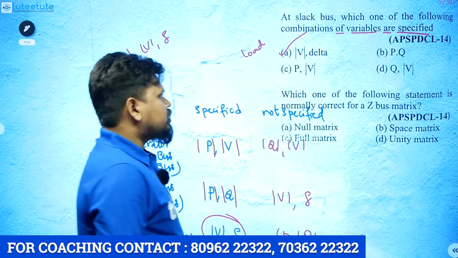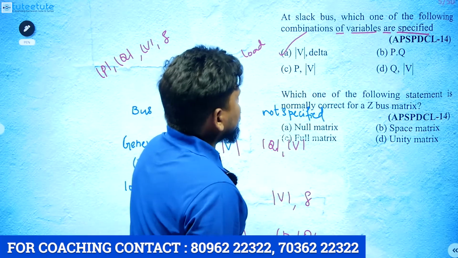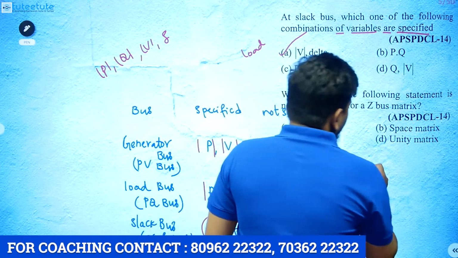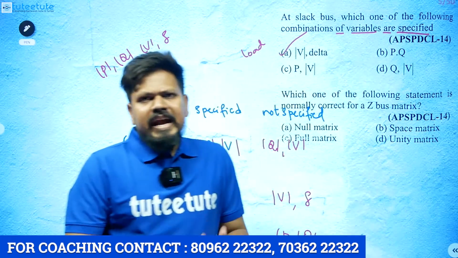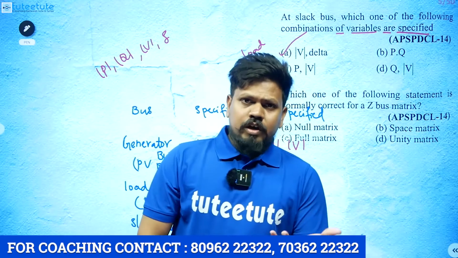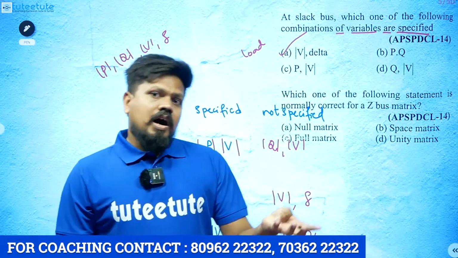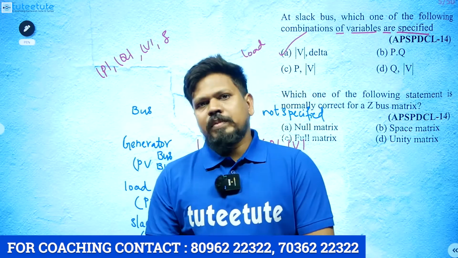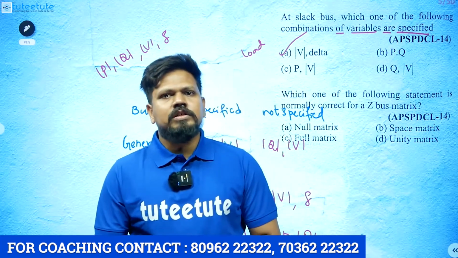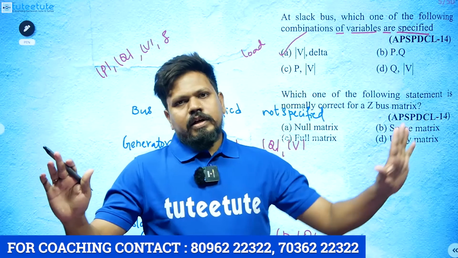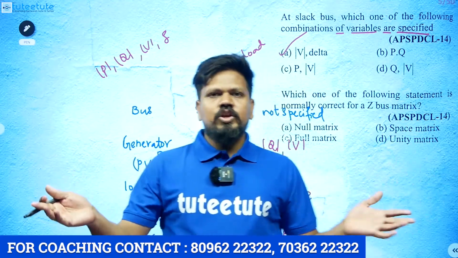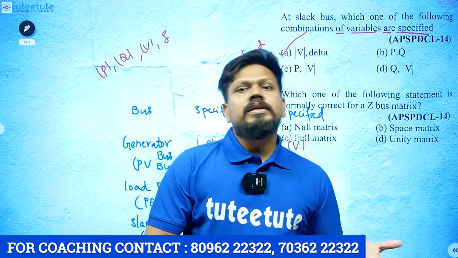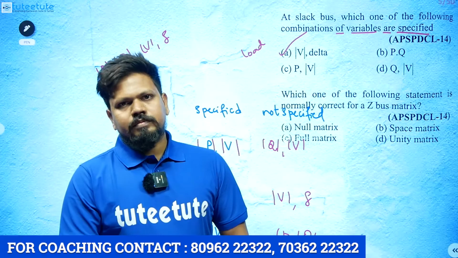Next question. Which one of the following statements is normally correct for a Z bus matrix? Remember this one. There are different analyses, right? To understand a power system network, we can do Z bus analysis or Y bus analysis. Whenever you do the Z bus analysis or Y bus analysis, you give the equations relating voltage to current. What are these equations? It is nothing but the KVL and KCL equations only.